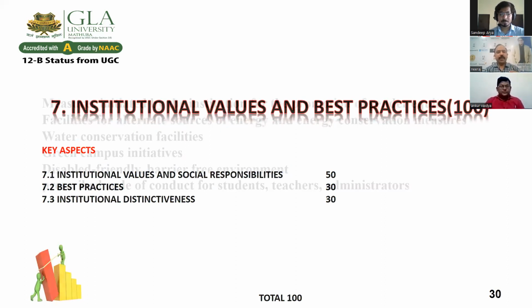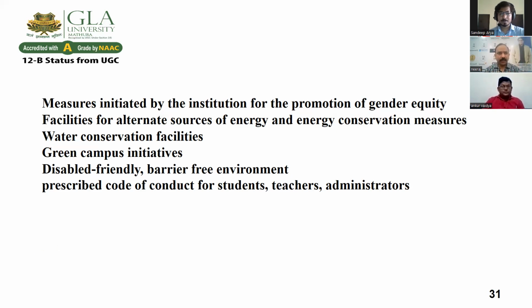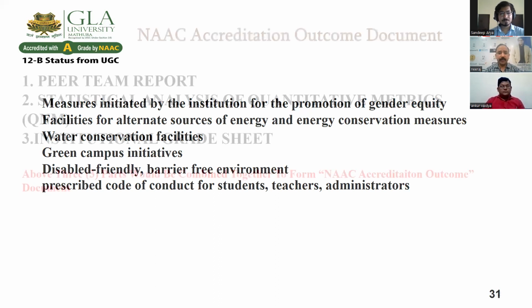For example, just broadly, I'm considering an example that there is a day, let's say Saturday, where everyone comes with a bicycle. Nobody drives a car or vehicle inside the campus. So this is one best practice which is being initiated by the HEI. I'm just considering one example. So this is a best practice. Again, you have to report the best practice in this criteria number 7.